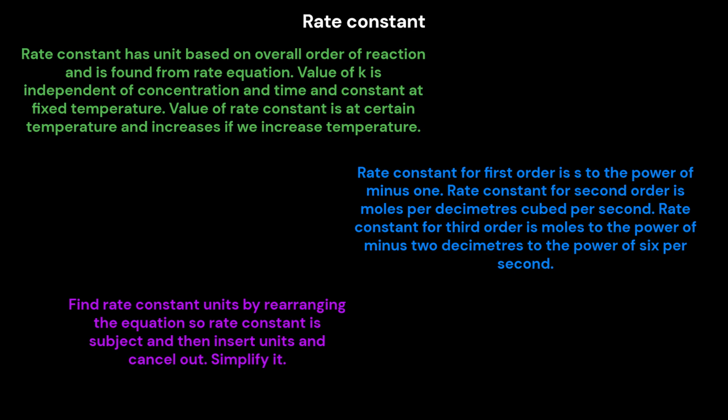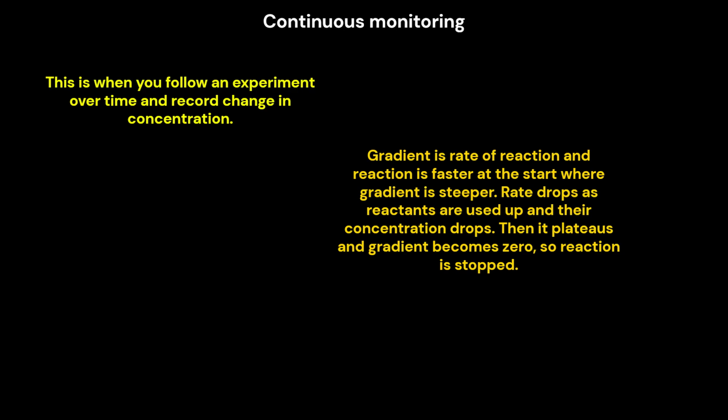The rate constant for first order is s^-1. The rate constant for second order is moles^-1 decimeters cubed per second. The rate constant for third order is moles^-2 decimeters^6 per second. Find the rate constant units by rearranging the equation so the rate constant is the subject, then insert the units and cancel out. Simplify it.